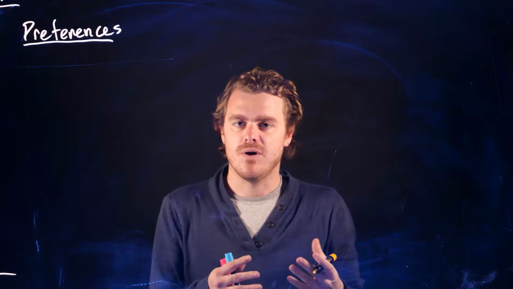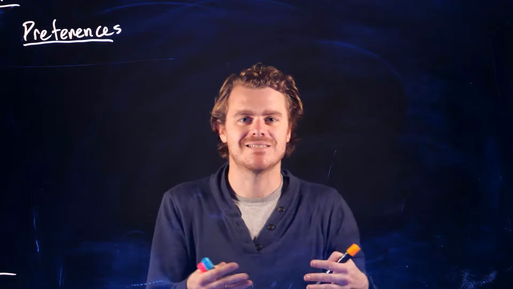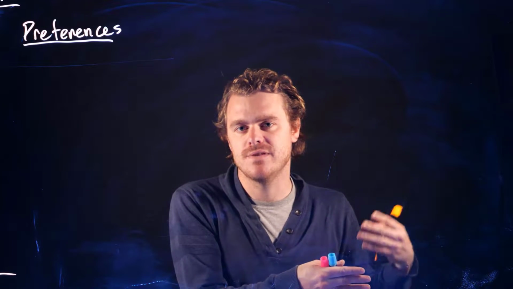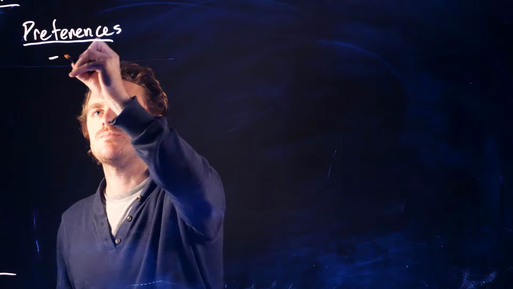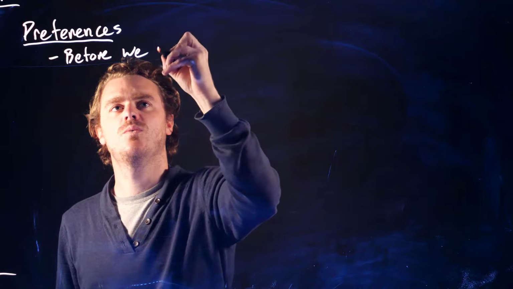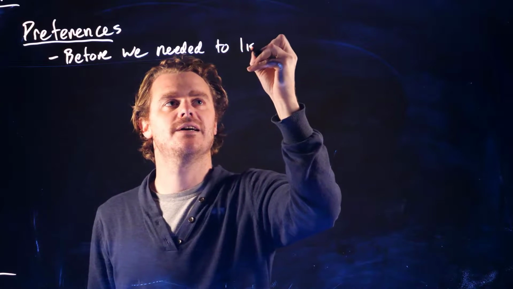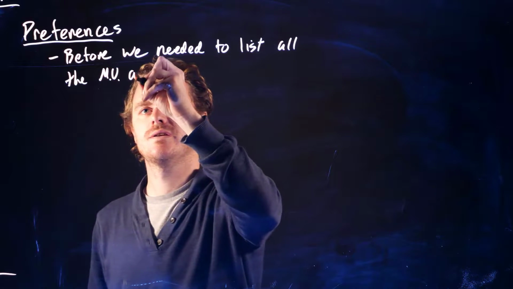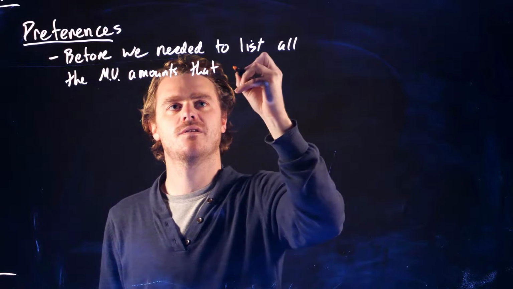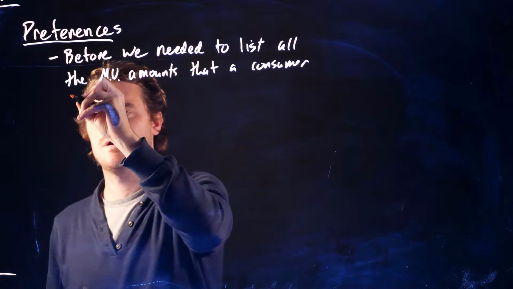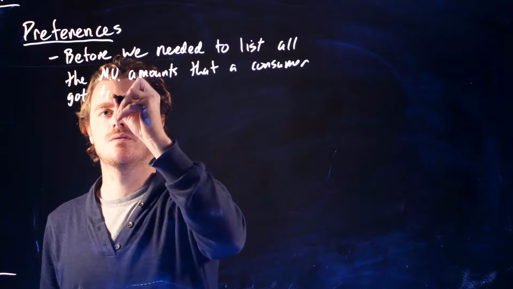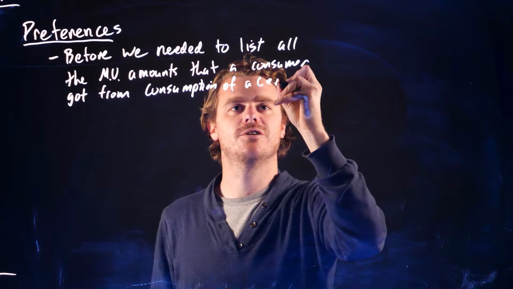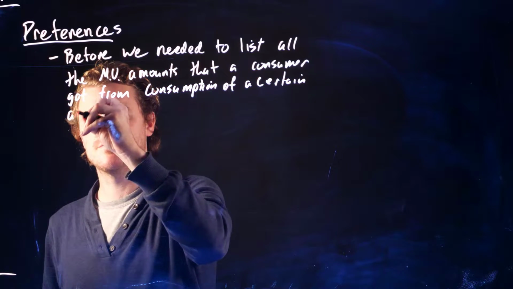At the beginning of this module, what we had to do to represent preferences is give a list of all the different amounts of marginal utility that someone got from consumption of different amounts of units of the goods that we were looking at. So before, we needed to list all the MU, I'm going to say MU for marginal utility, amounts that a consumer got from consumption of a certain amount of a good.